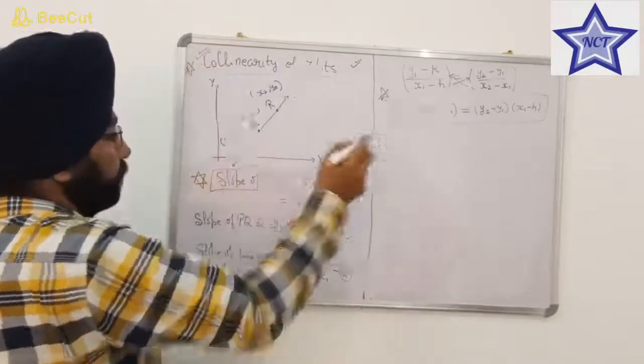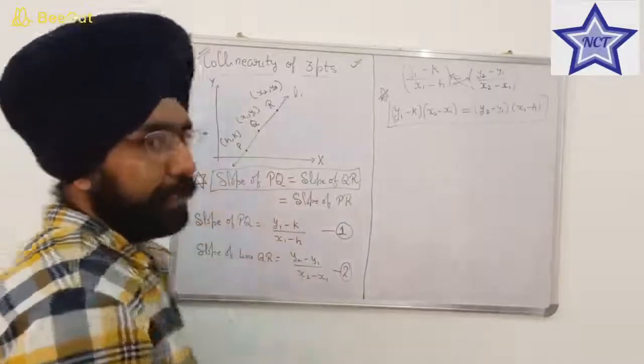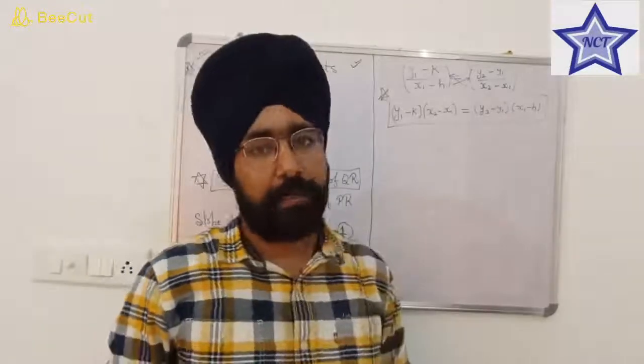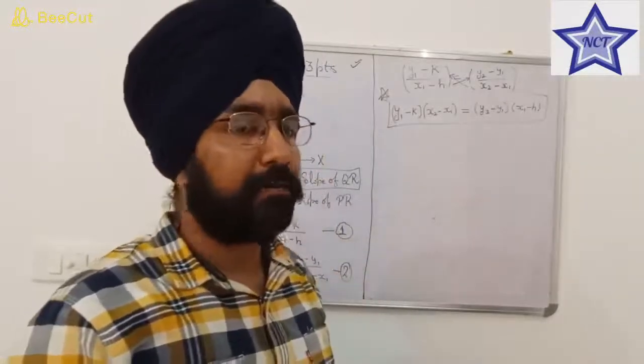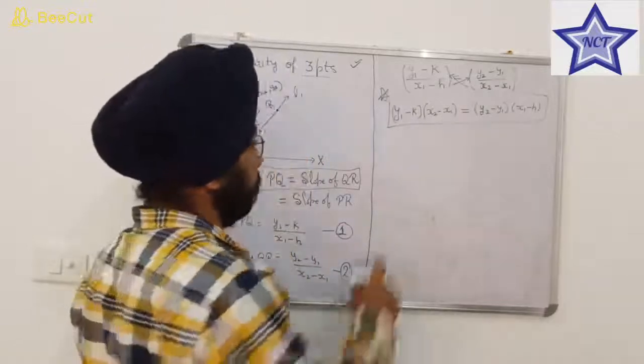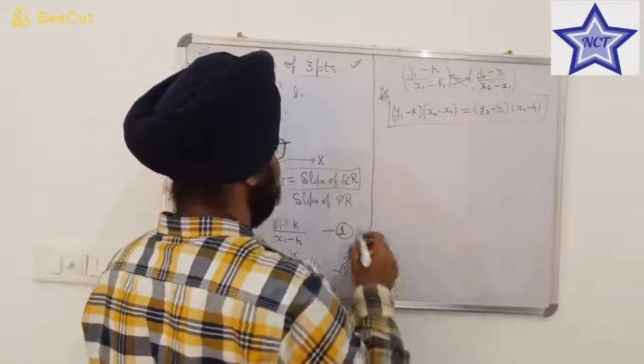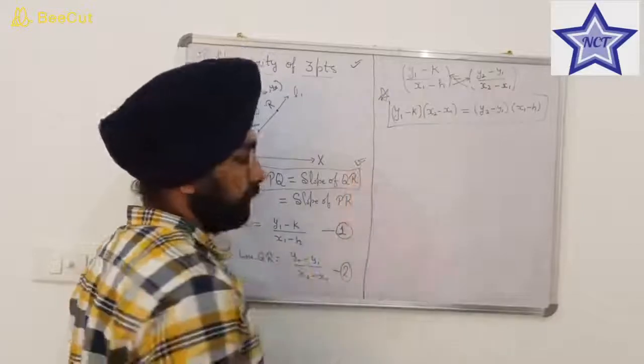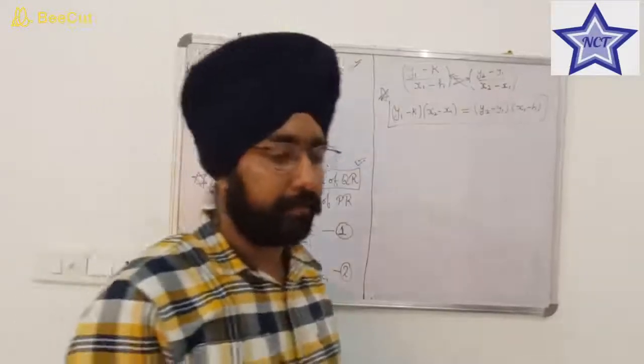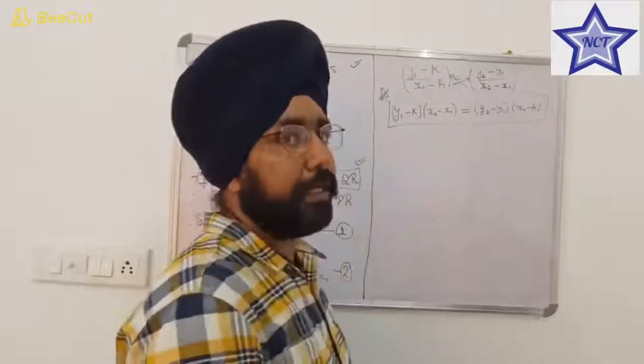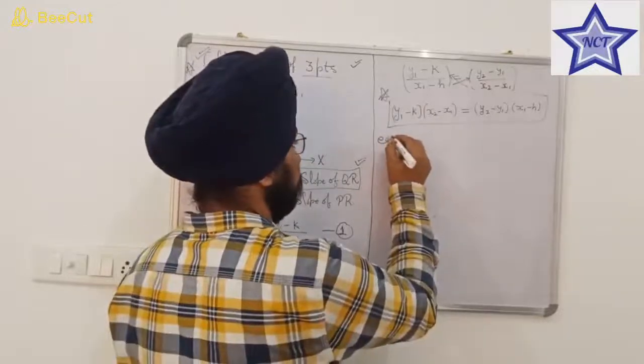And this question is also given in your NCERT, example number 4, and this question has been asked many times in exams: what is the general condition, how to prove that 3 points on a line are collinear. Let us take another example.